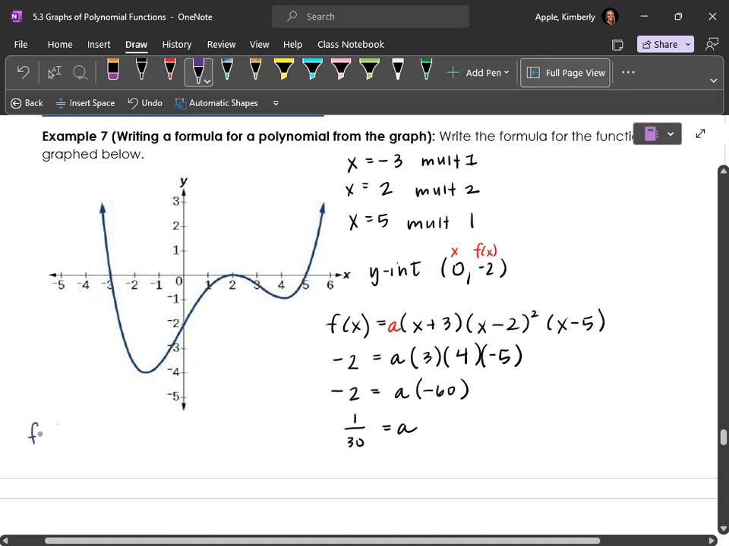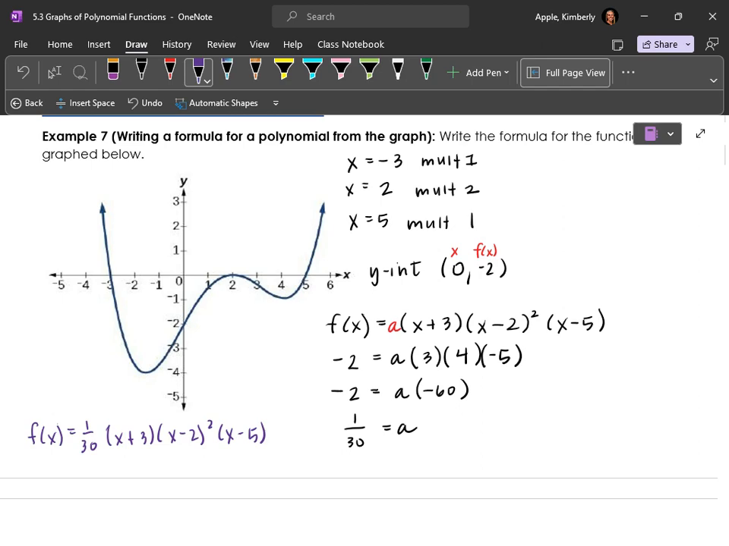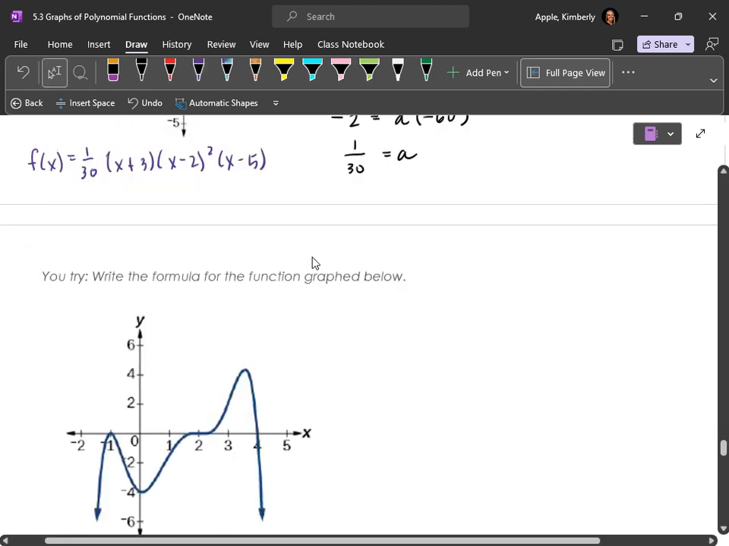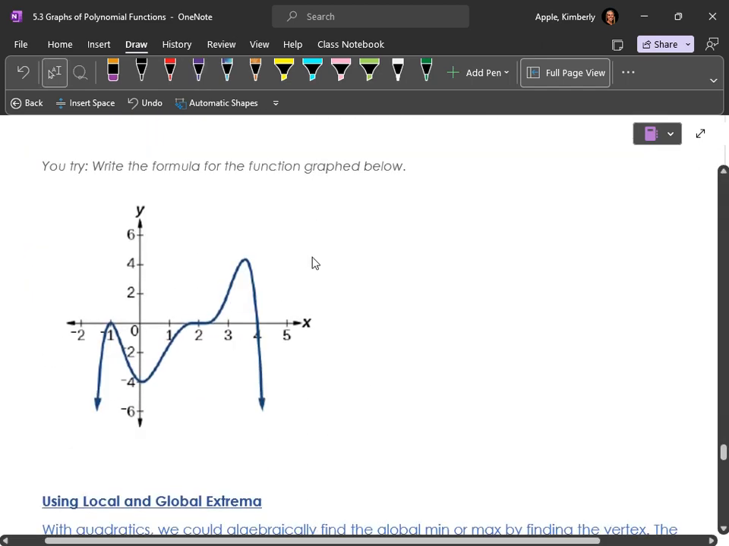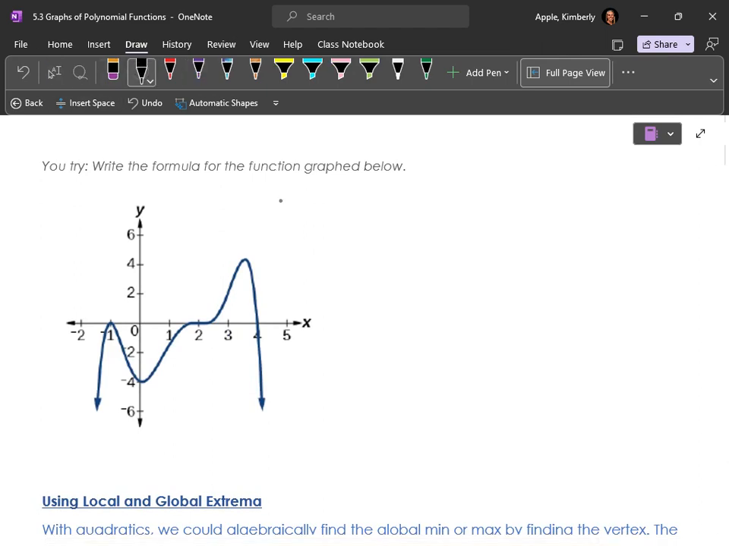And so your function is f of x equals 1 over 30, x plus 3, x minus 2 squared, x minus 5. So again, solving for the a value just like we've done several times before with linear functions and then quadratics. Now we're just extending it to the polynomials. If you want to give this one a try, go ahead and pause the video and give it a shot.